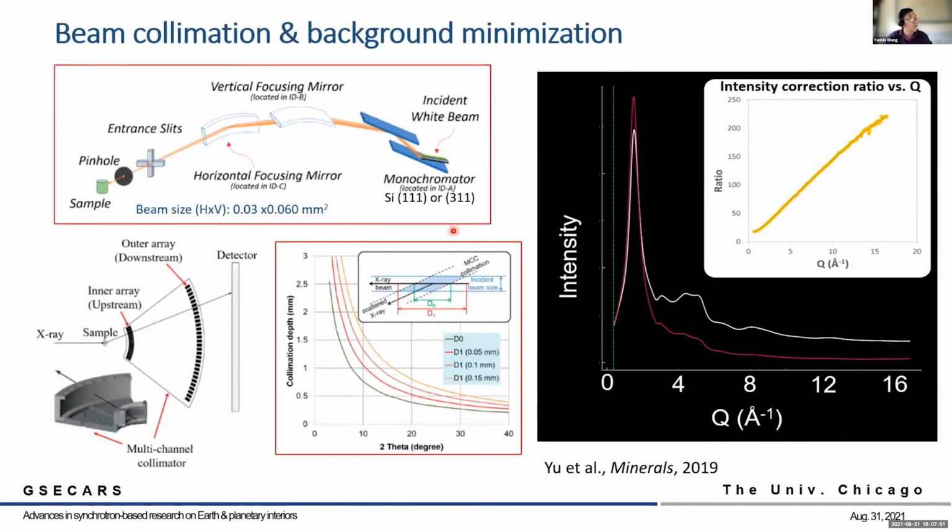So we use either silicon 111 or 311 to deliver a monochromatic beam, which is then focused by two mirrors to deliver a 30 by 60 micron beam into the sample. The slit arrays in the multi-channel collimator is selected such that for a 1 millimeter diameter sample, the background is totally cut off at 2 theta angles above 10 degrees or so. And the intensity effect of the MCC can be corrected using calibration experiments.